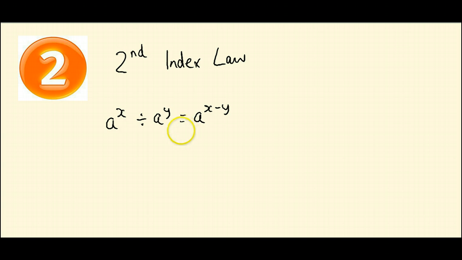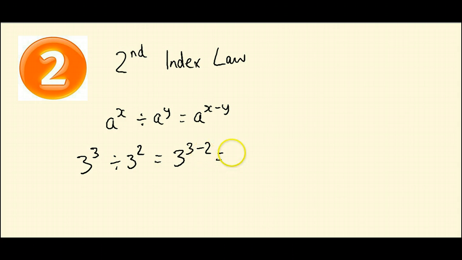A to the power of x divided by a to the power of y is a to the power of x minus y. Let's do an example. Okay, let's say we had 3 to the power of 3 divided by 3 to the power of 2. Okay, the index law says we've got 3 in both cases, so of course the base is going to stay the same. The first power is 3 and the second one minus is 2. So I do 3 minus 2.